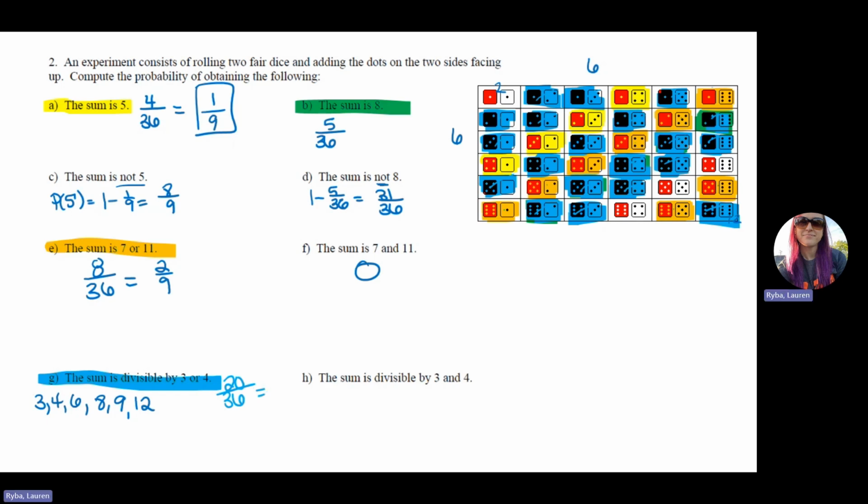And then again, I can divide by 4. So 20 divided by 4 is 5. 36 divided by 4 is 9.